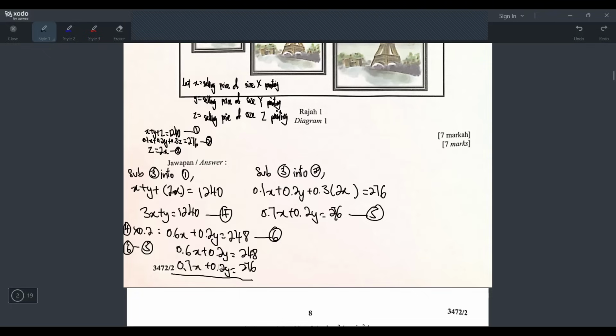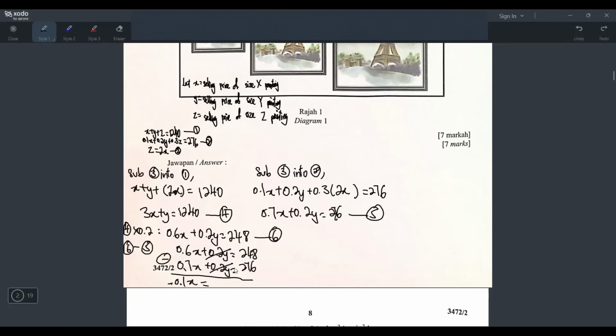But make sure the number has to be same lah, like 0.2, 0.1. The number have to be same. Okay, tanda tak sama tak apa. Kalau tanda tak sama, you just plus. Okay, now you minus 0.6 minus 0.7 is negative 0.1x. And then 0.2 minus 0.2, that's going to be 0.